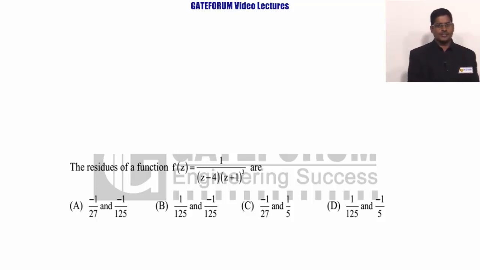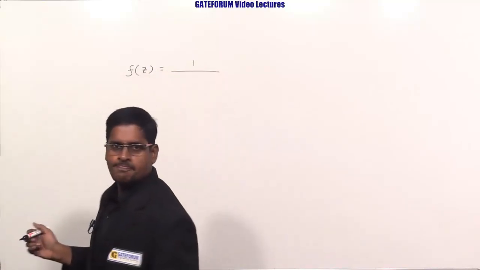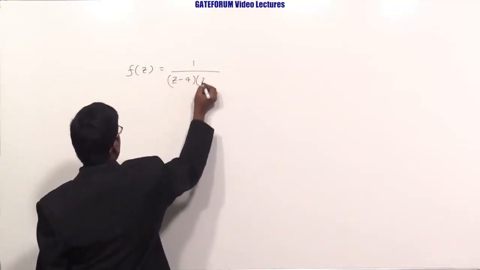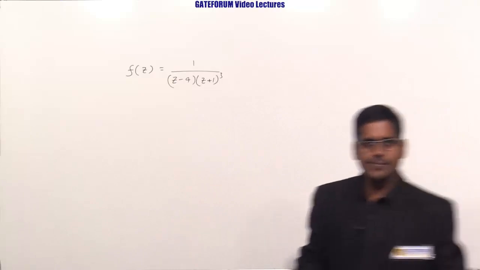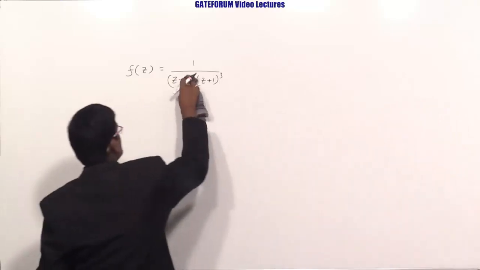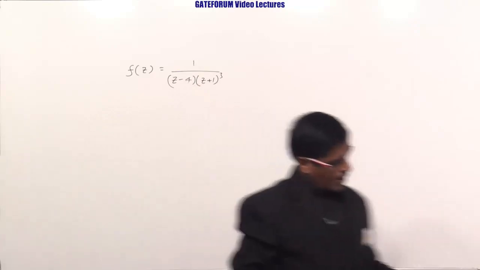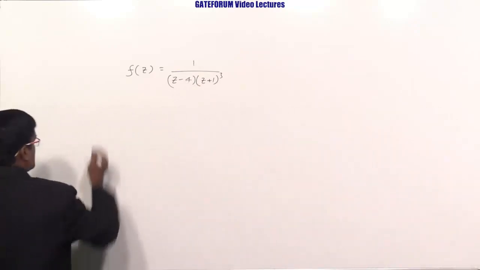The solution is, so f of z is equal to 1 divided by (z minus 4) into (z plus 1) whole cube. Okay, so usually residues are at poles. Poles are obtained by equating the denominator to 0, provided algebraic functions are in numerator and denominator.